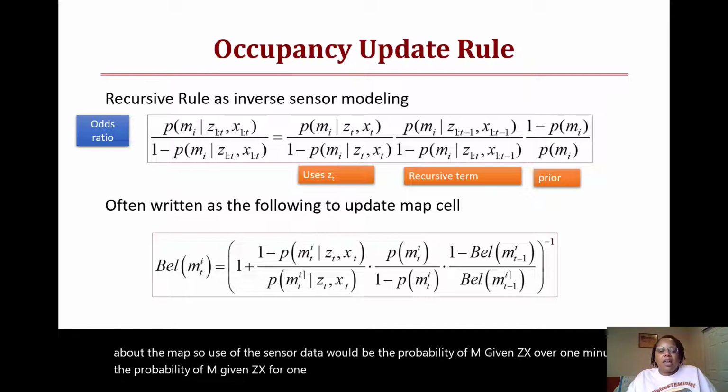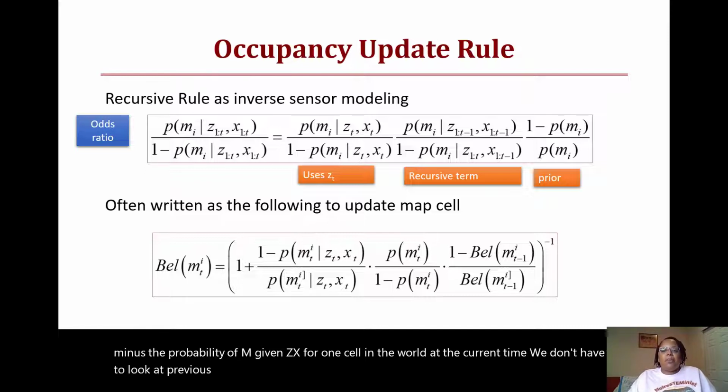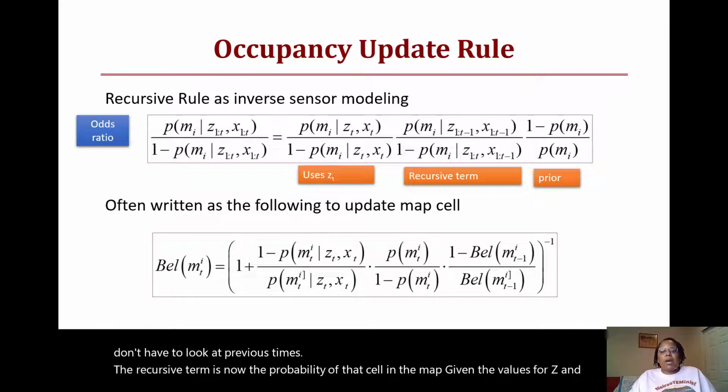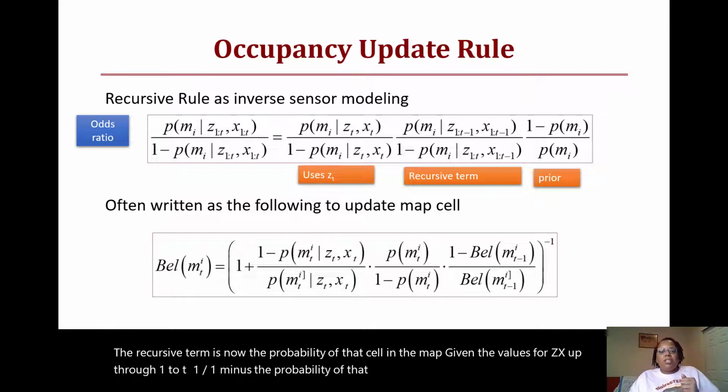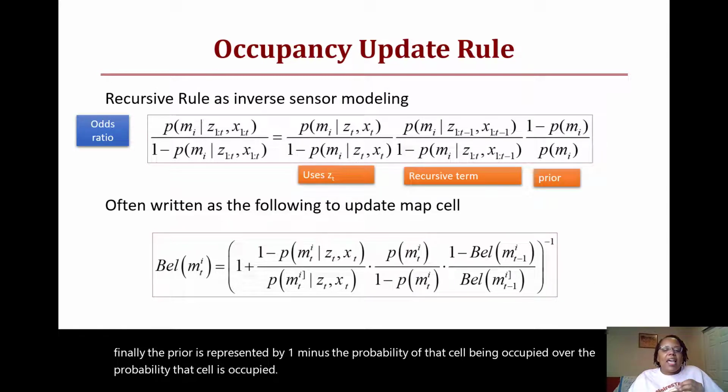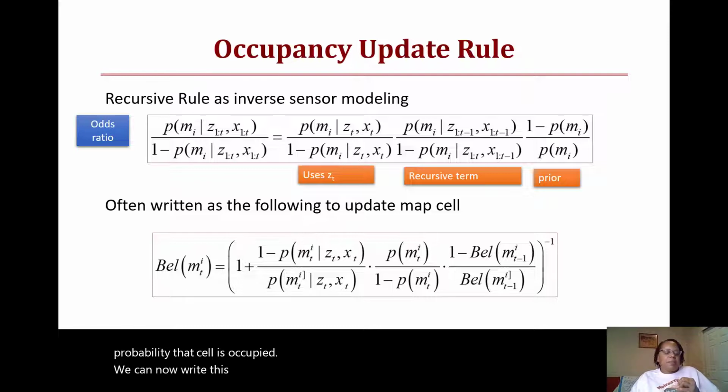We don't have to look at previous times. The recursive term is now the probability of that cell in the map given the values for z and x up through 1 to t minus 1 over 1 minus the probability of that cell m given z from 1 to t or t minus 1. And then finally, the prior is represented by 1 minus the probability of that cell being occupied over the probability that that cell is occupied. We can now write this as the following to update each map cell.